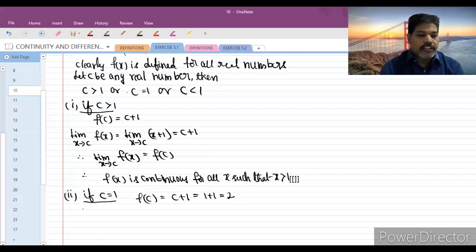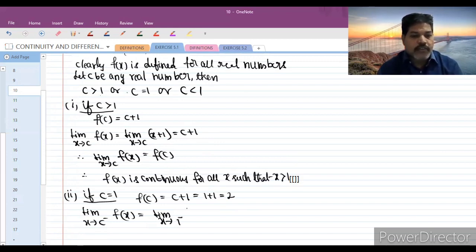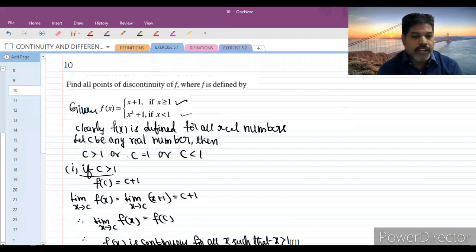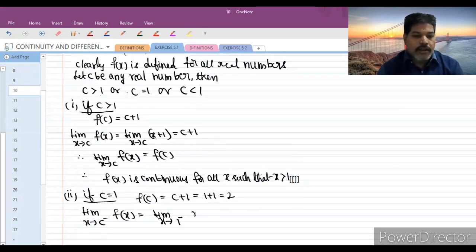Similarly, we take the left hand limit: the limit as x extends to C minus, that is 1 minus, of f of x. If x is less than 1, f of x is x square plus 1. Applying the limit, it becomes 1 square plus 1, that is 1 plus 1, which is equal to 2.